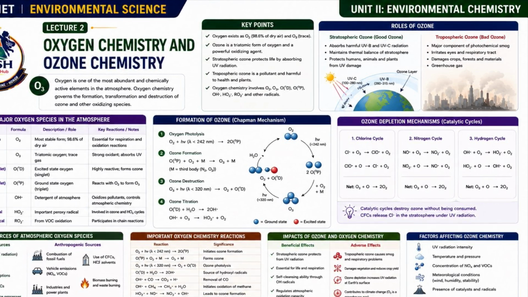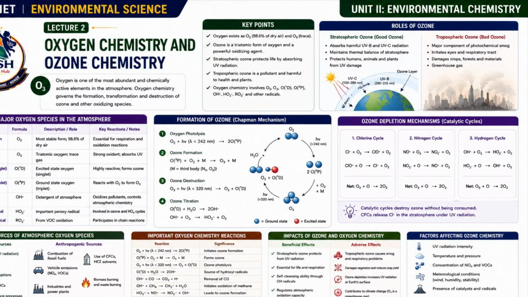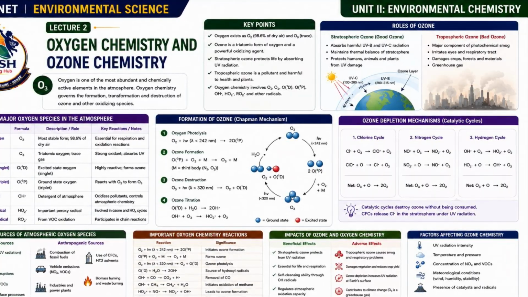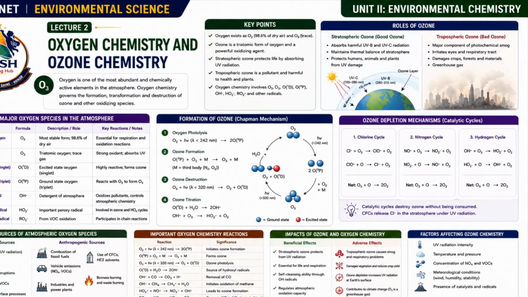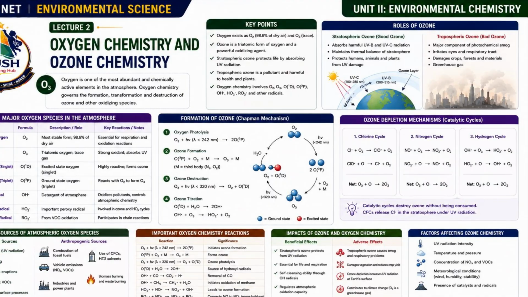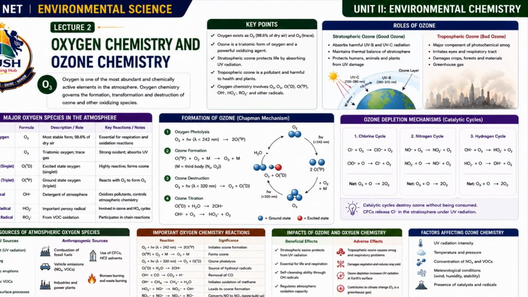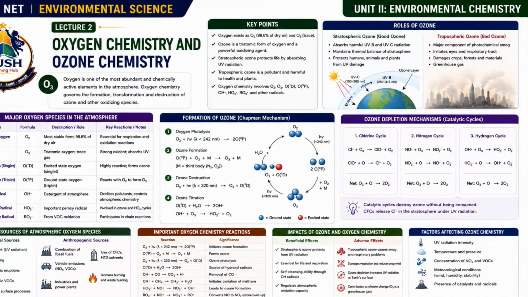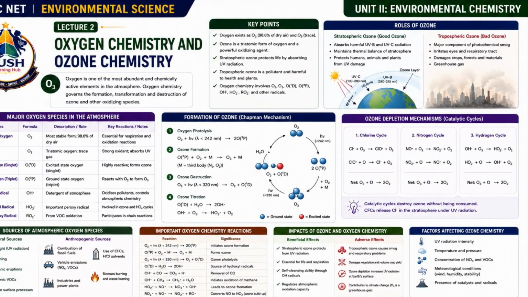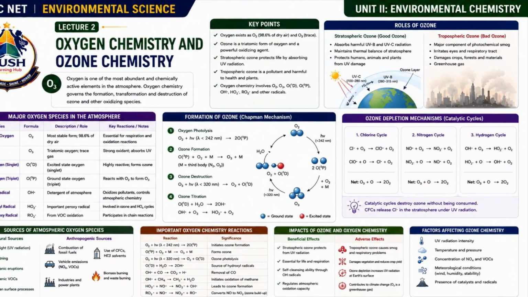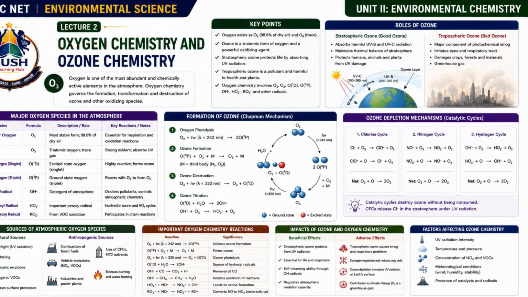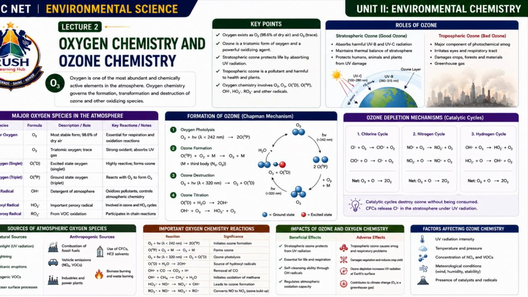The major cause of ozone depletion is the release of ozone-depleting substances such as chlorofluorocarbons, commonly known as CFCs. When CFCs reach the stratosphere, ultraviolet radiation breaks them apart and releases chlorine radicals. These chlorine radicals initiate catalytic reactions that destroy ozone molecules. A single chlorine atom can destroy thousands of ozone molecules before being removed from the atmosphere.